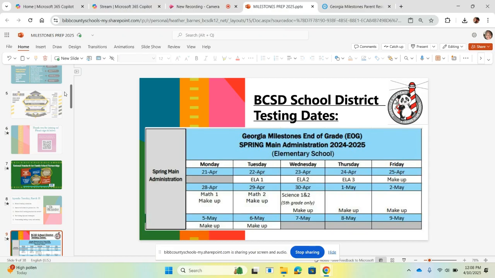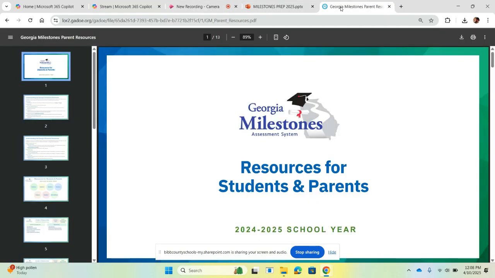During third grade math, we're going to get into it, but I wanted to follow up with you about the dates. Math part one will be April the 28th. Math part two will be April the 29th. So, for our third, fourth, and fifth grade classes, they will see math on April the 28th. That'll be part one. And April the 29th will be part two. Let's get right into what we were talking about.